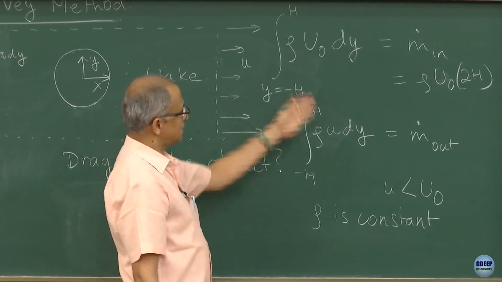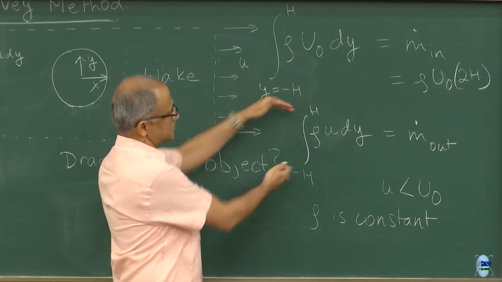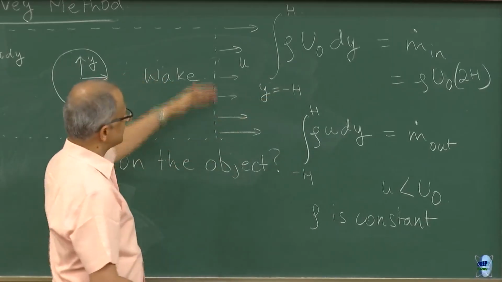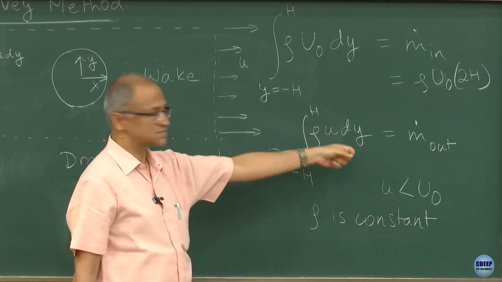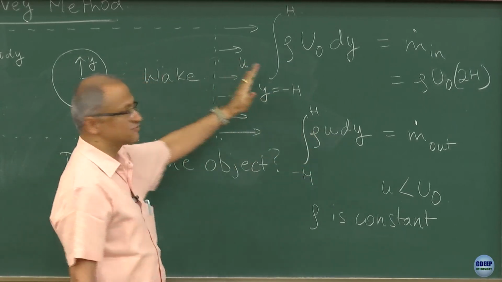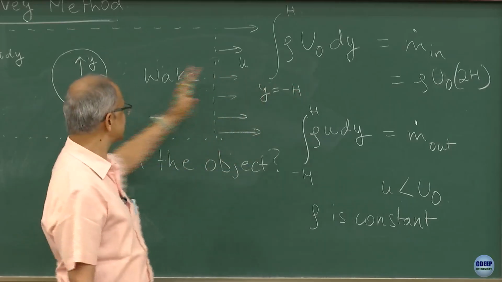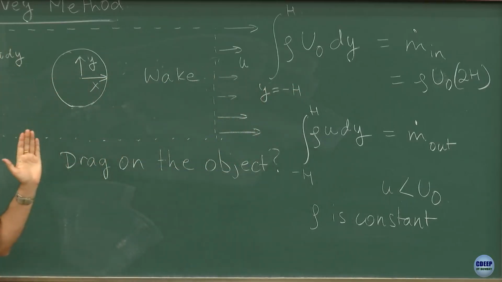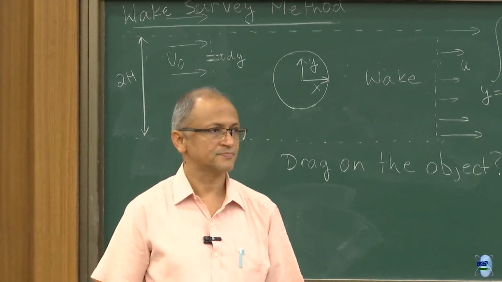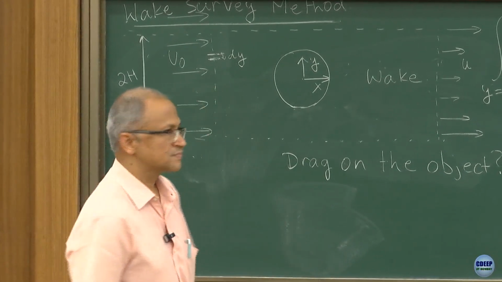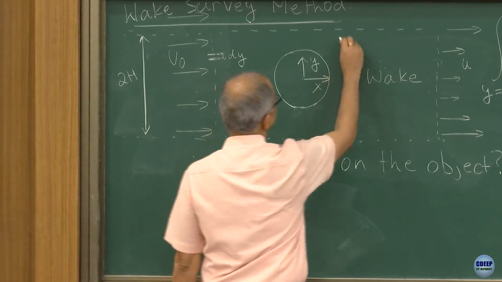It is clear that because we are integrating over the same area, and my velocity has now reduced, therefore, the mass that is leaving from this side is less than the mass which is coming in. So, the question is what happens to the remaining mass? That remaining mass has to now leave from the sides.